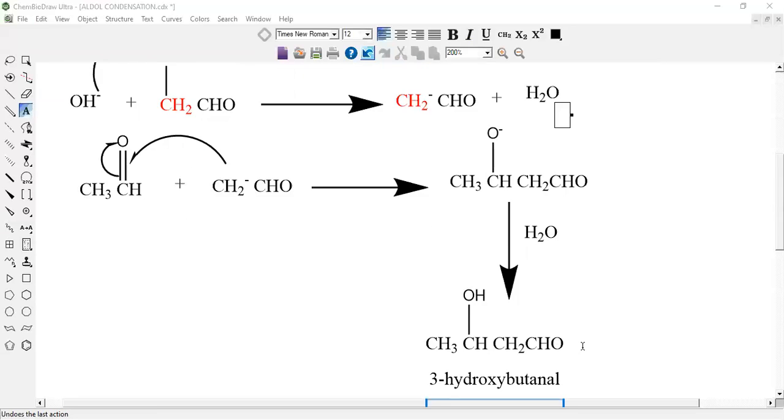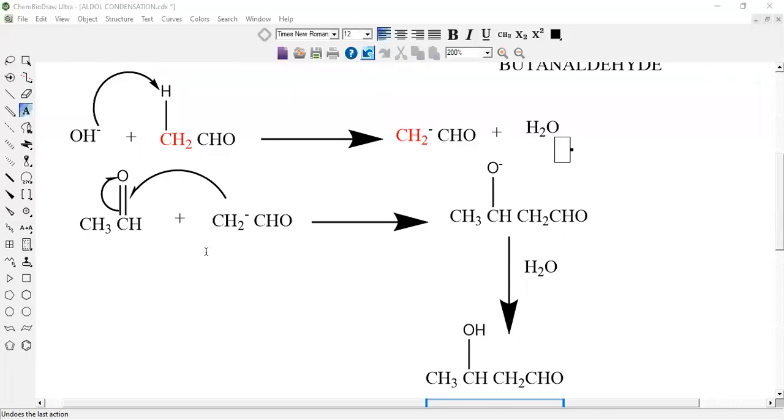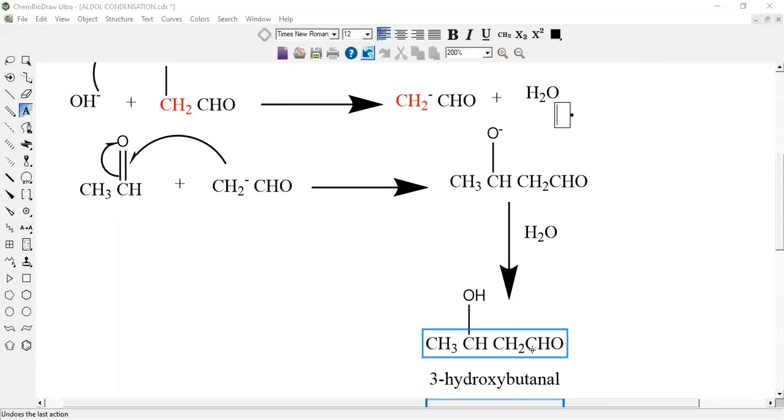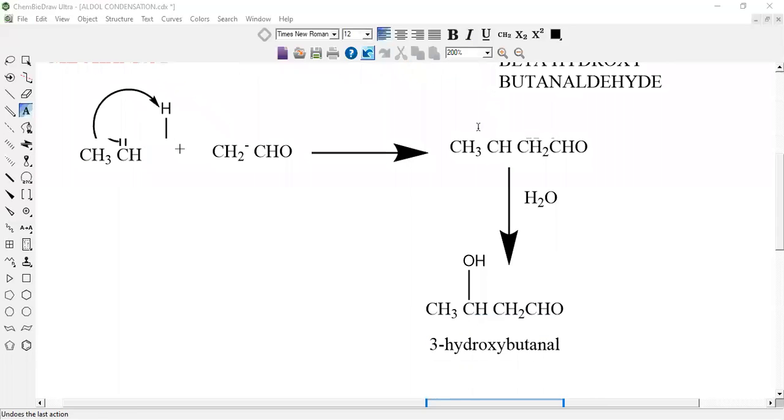Okay, this is a very important reaction. Once again, you see what happened in the mechanism. One molecule of acetaldehyde is involved in the first step, and the OH minus ion picks up this hydrogen. For that, the carbon becomes a carbanion, and this carbanion attacks the second molecule and gives an intermediate. Finally, you write this compound, 3-hydroxybutanal. That is a very, very important reaction.